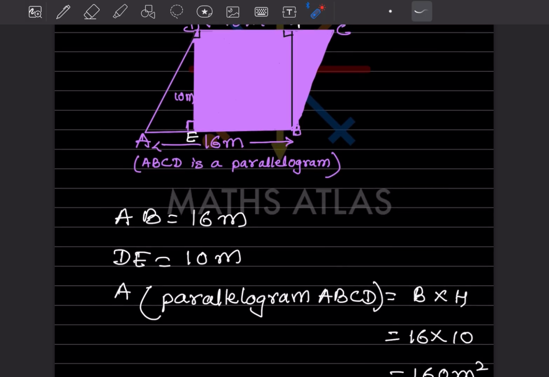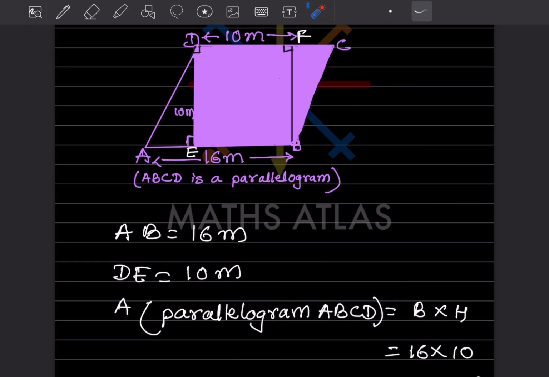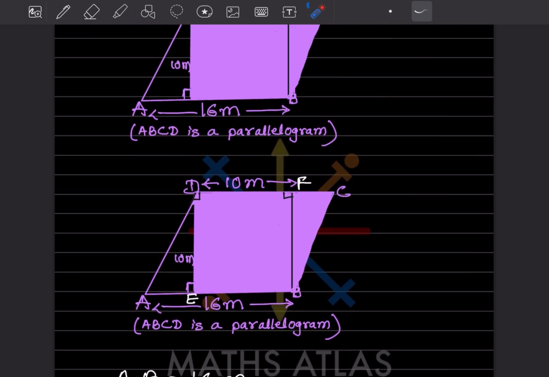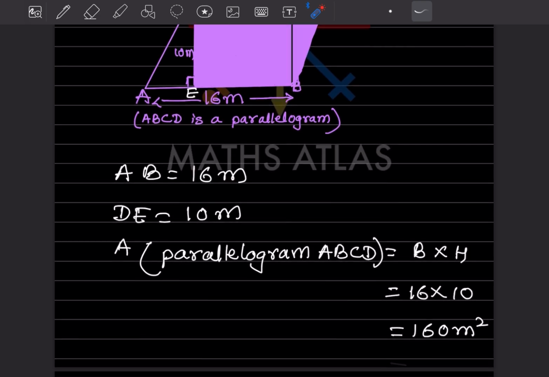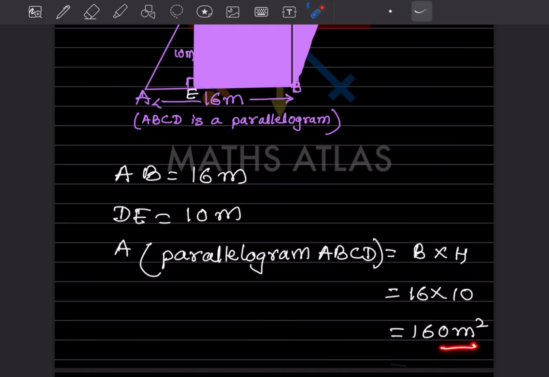Then we'll find out the area of parallelogram ABCD first. That is the base into height. So what will you do here? This base is 16 and the height is 10. So you will put here 16 into 10. That will be 160 meter square.